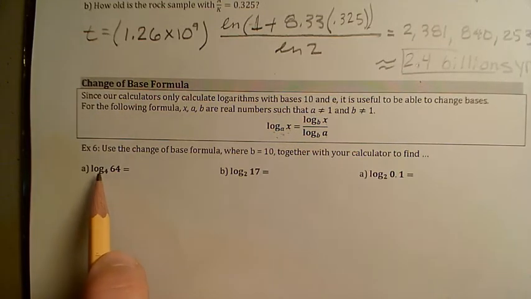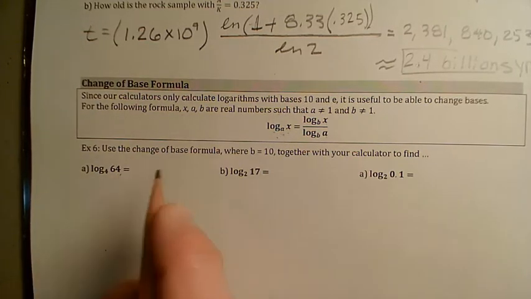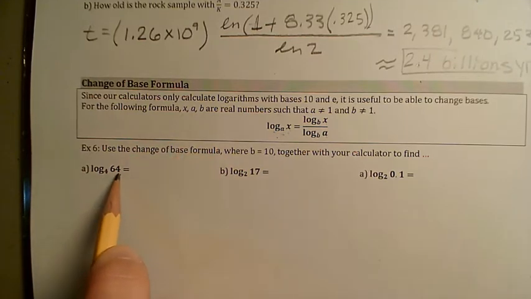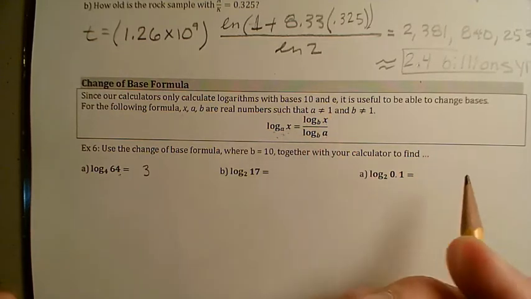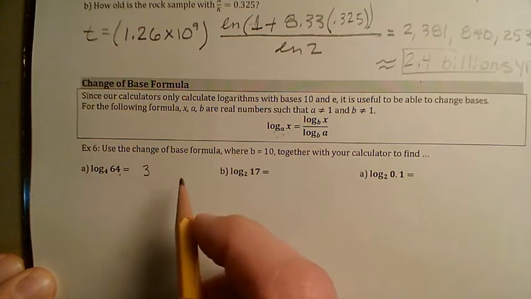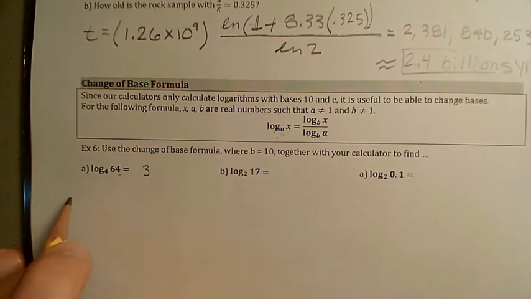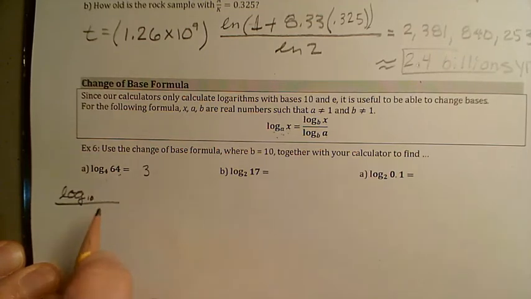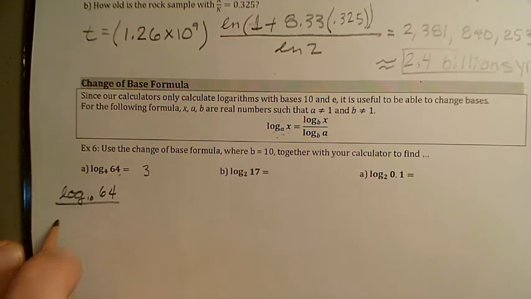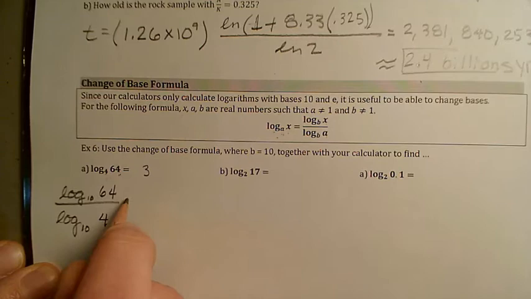So first of all, log base 4 of 64. I picked these numbers specifically because we all know that log base 4 of 64 is 3, but let's change the base to 10 and see if we get that same answer, as a check that this formula works. So using the formula, we're going to change this to log base 10 of the original argument 64, divided by log, again base 10, of the original base of the log, so 4.